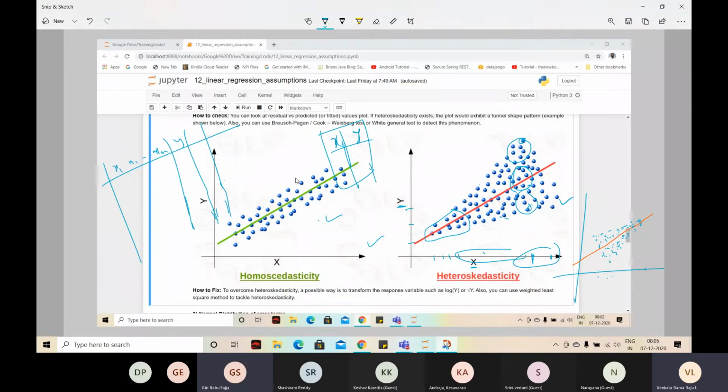The predicted versus residual plot will actually resemble your original data's pattern. So you need to do a residuals versus predicted plot, and it will show you. If the residuals versus predicted plot is showing a funnel shape, then you should say the data has heteroskedasticity, right? So how to do that?